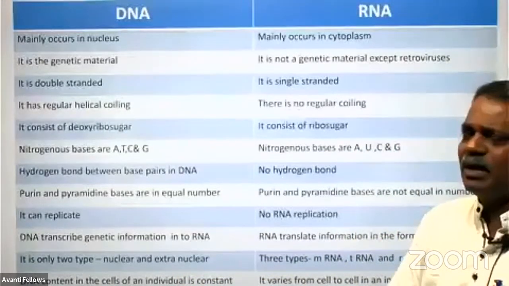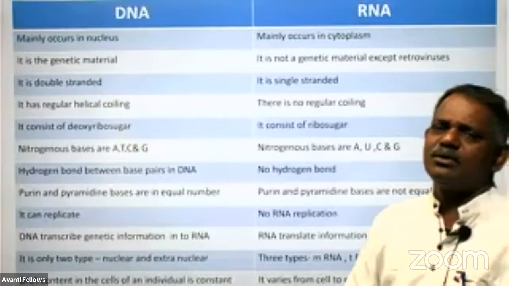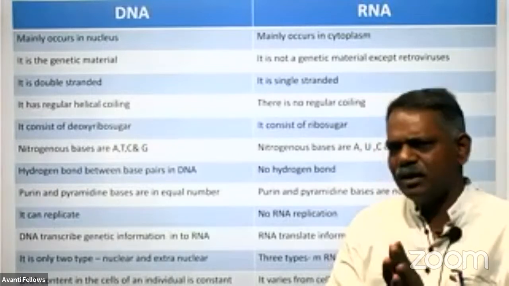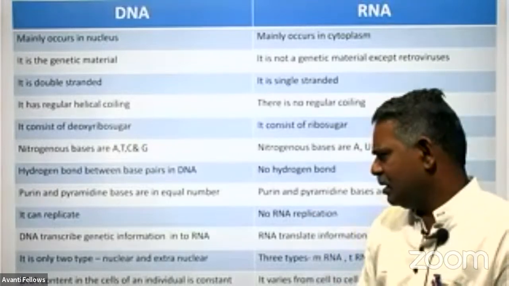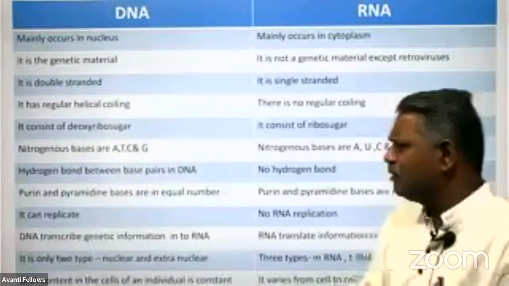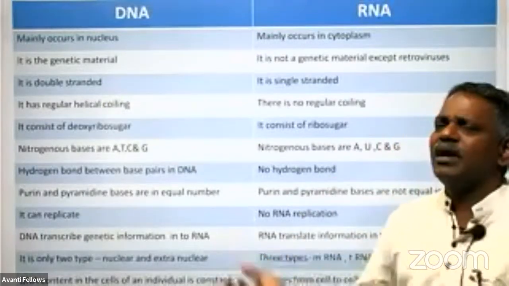In case of human being, as I told you, only 23 pairs of chromosome in a diploid cell and 23 chromosomes only in the haploid cell, and it is constant all the time. And it varies from cell to cell in an individual. You take an individual, cell to cell, we can find the differences.